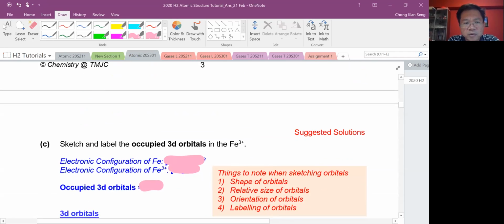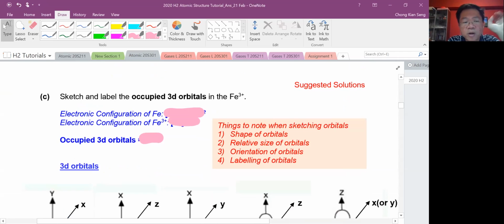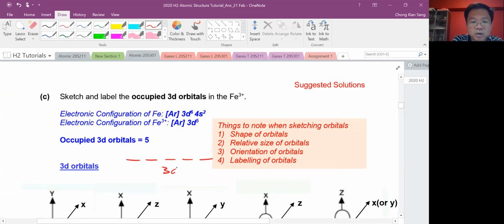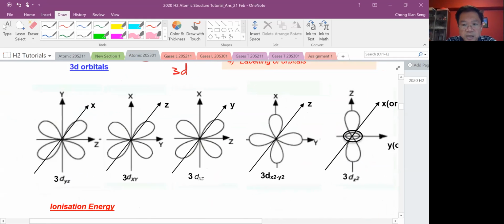Okay, now this part, they want you to sketch and label the 3d orbitals in iron 3+. Iron 3+, that's how we wrote, is a 3d5 electronic configuration. 3d5 means that I have all 5 d orbitals filled. 1, 2, 3, 4, 5. All filled, so I've got to draw all. Okay, I'm going to draw all of them here.